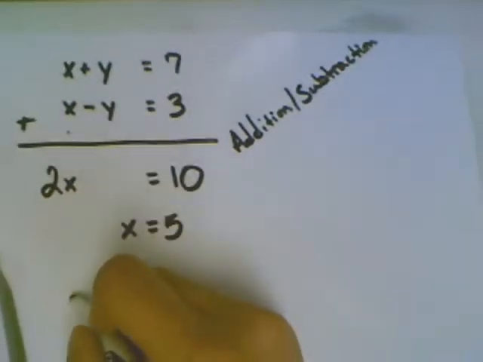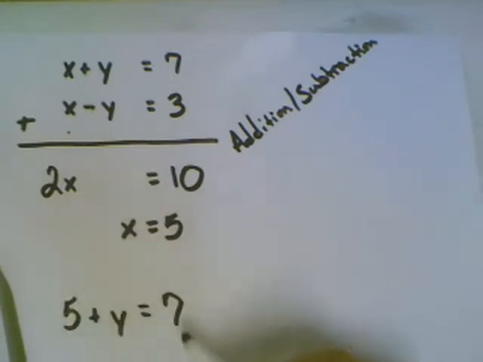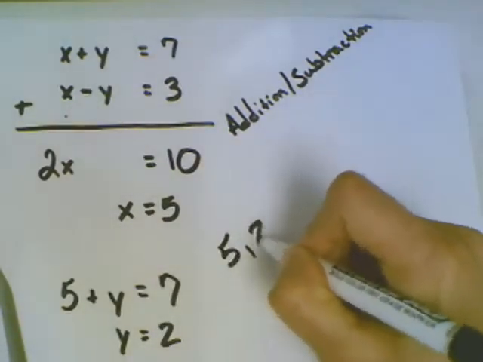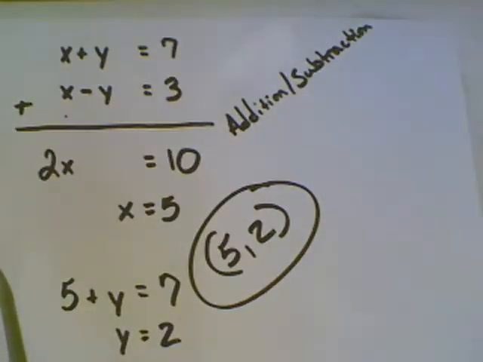Now that I figured out that x is 5, I can plug it back in. Let's use the first equation and figure out what y would be. Subtract 5 from both sides, y is 2. So (5, 2) is the solution to this.